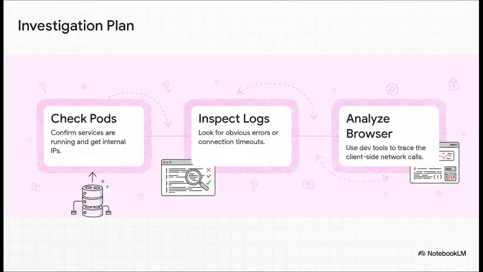And every good detective starts with a solid plan. Here's ours. First, kubectl get pods. Let's double check that everything is really running and see what their internal addresses are. Second, kubectl logs. Let's see if the apps themselves are screaming about any errors. And third, the good old browser developer tools. Let's look at the network tab and see what the client is actually trying to do.